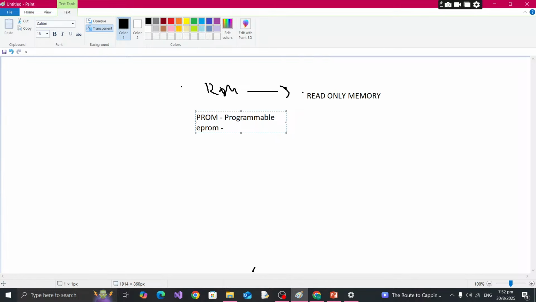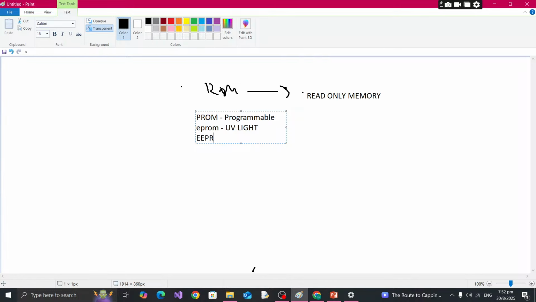It is called erasable programmable read-only memory. This we can erase a certain number of times using UV light, and we can keep on programming. Since I have to go for UV light every time, I cannot go and get UV light every time to erase and write.